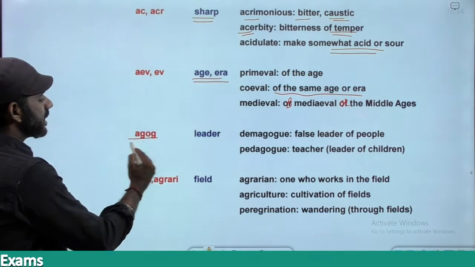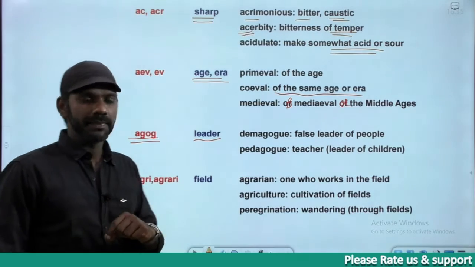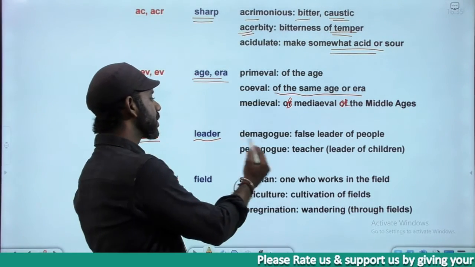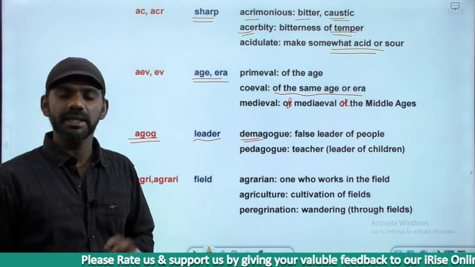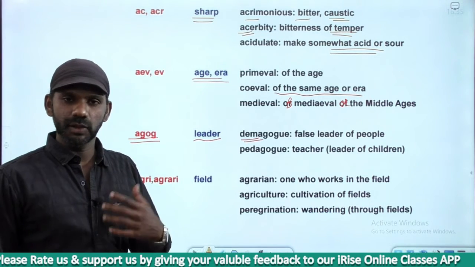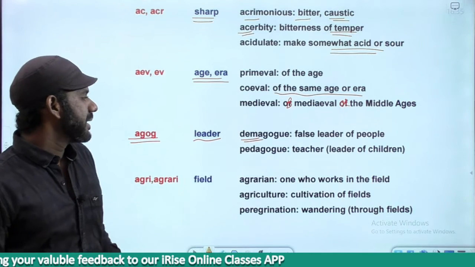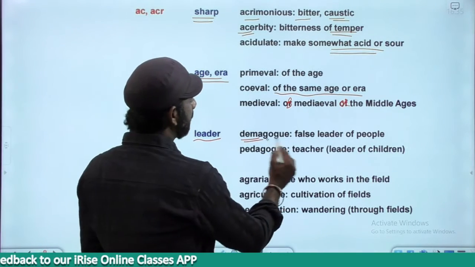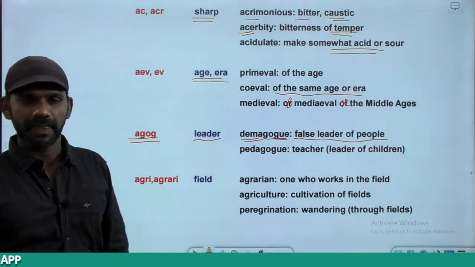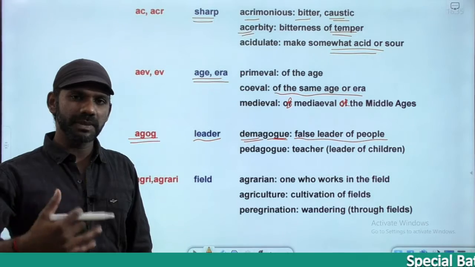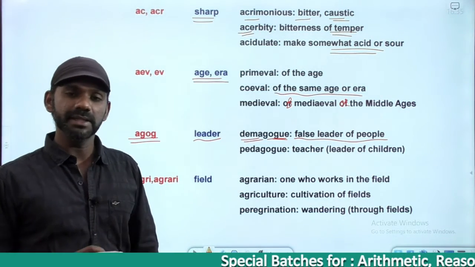A-G-O-G, agog, means leader, like demagogue. DEM refers to people, like democracy. Cracy means rule or system of government. So people's rule is termed democracy. Demagogue: DEM refers to people, gog means leader. A false leader of the people is termed a demagogue. That means one who is not the true leader, who pretends to be one, but inwardly is different.